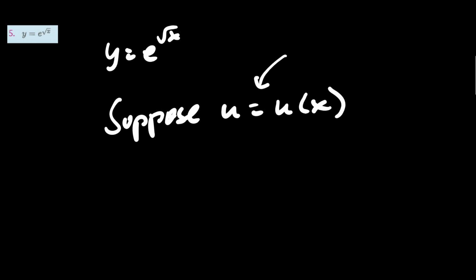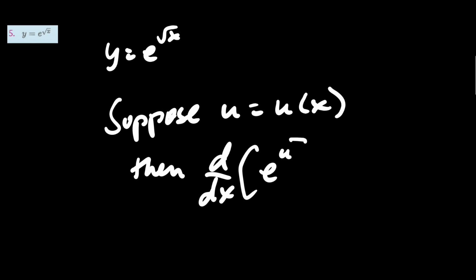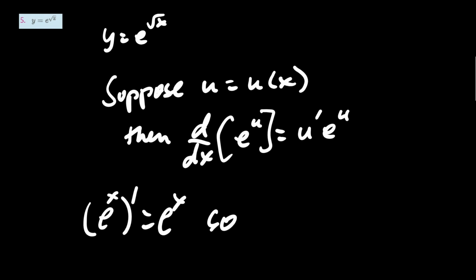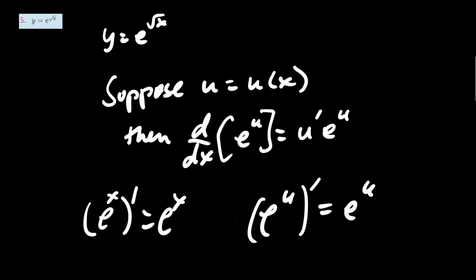So suppose u is some function of x. This is the way of saying u is a function of x. This is mathematical shorthand. Then the derivative with respect to x of e to the u, this is something you should memorize, is u prime times e to the u. This is the chain rule in action. Remember that the derivative of e to the x is just e to the x. So the derivative of e to the u is just e to the u, if you're taking the derivative with respect to u.